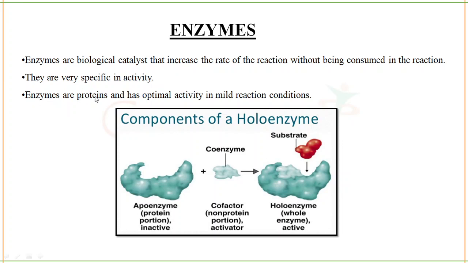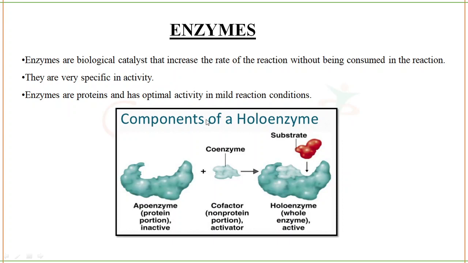So enzymes are proteins and have optimal activity in mild reaction conditions. We know enzymes are proteins. Mild reaction conditions means in our body, or any living organism's body, all the reactions are happening in a mild condition. If you increase or decrease the pH, or if the temperature is not stable, all these things will worsen the reaction condition and the enzyme will not have its optimal activity. Optimal activity is the best activity that the enzyme can have.